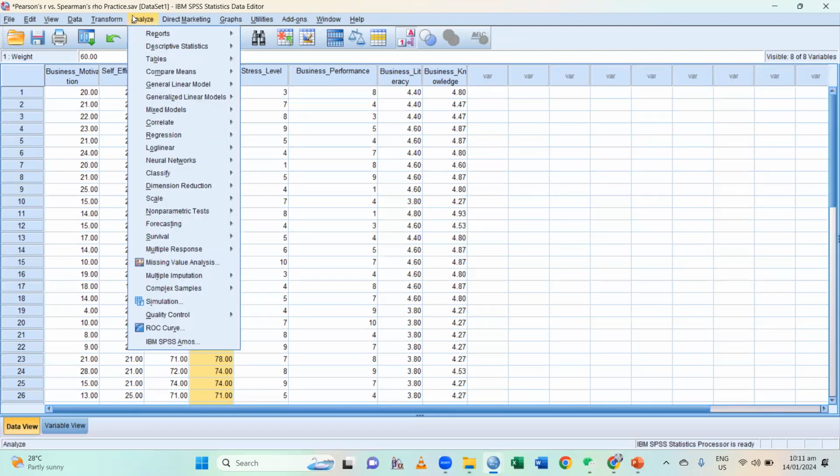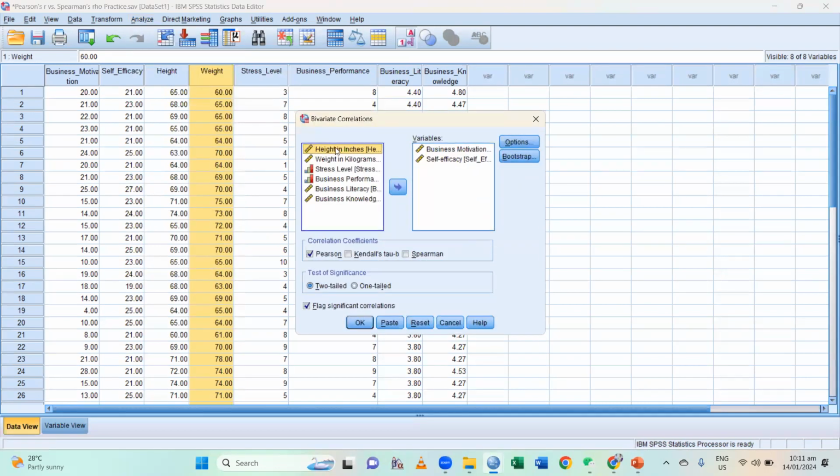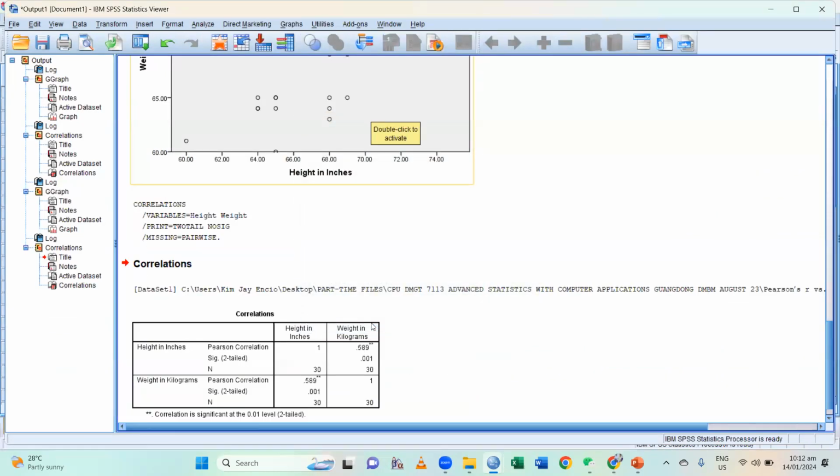So let's analyze. You go to Analyze, then Correlate, then Bivariate. Let's select again the previous ones we had and return them to the left side. This time, we will choose height and weight and place them both in the variable section. Make sure that Pearson is checked. Then you can click OK.